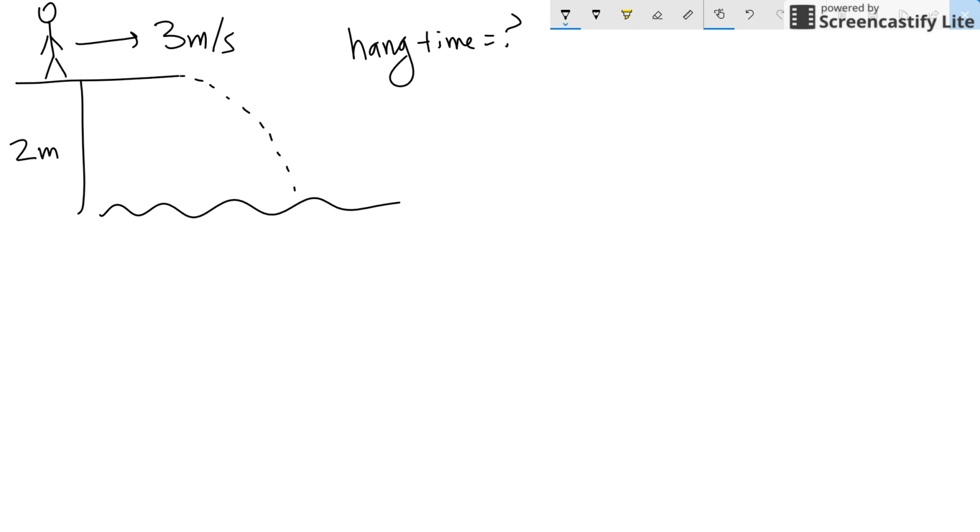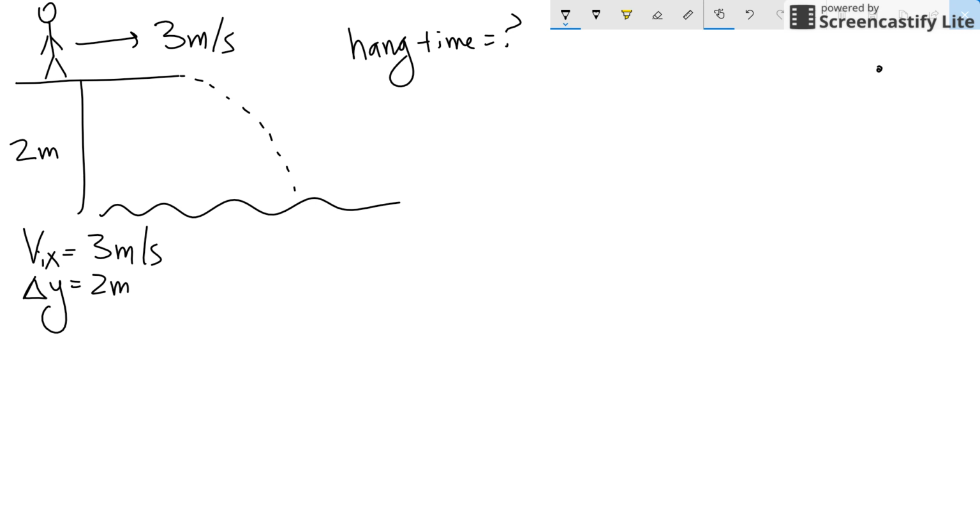I've been told velocity initial in the x direction is going to equal 3 meters per second. I know delta y is going to be equal to 2 meters. Both of those things have been given to us. Let's see if we can figure out the accelerations.